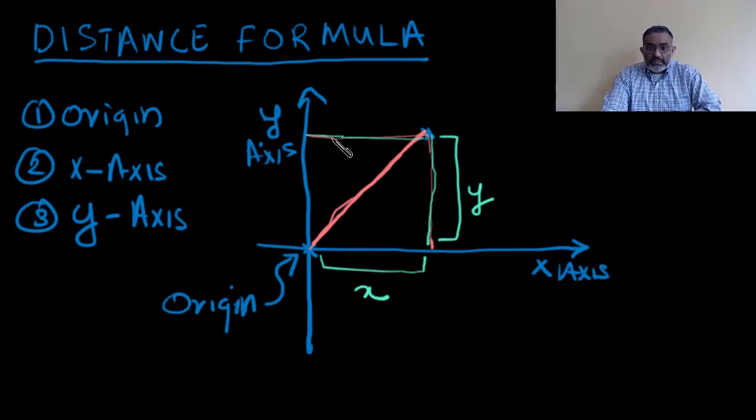Remember, this is basically a rectangle because this is a straight line, this is a straight line, and this is 90 degrees, this is 90 degrees, this is obviously 90 degrees because the axes are always 90 degrees with each other. So all angles are 90 degrees. So this is a rectangle and this diagonal forms a right triangle right here.